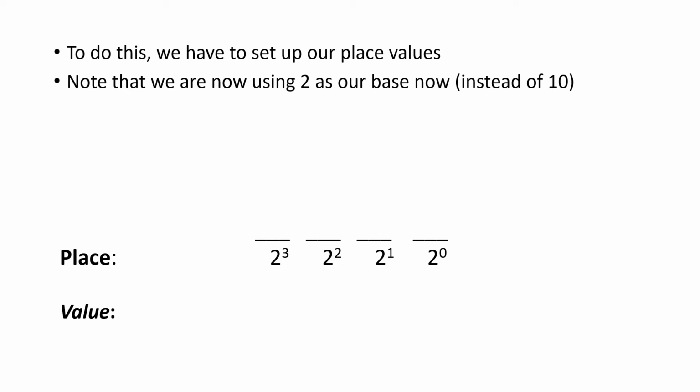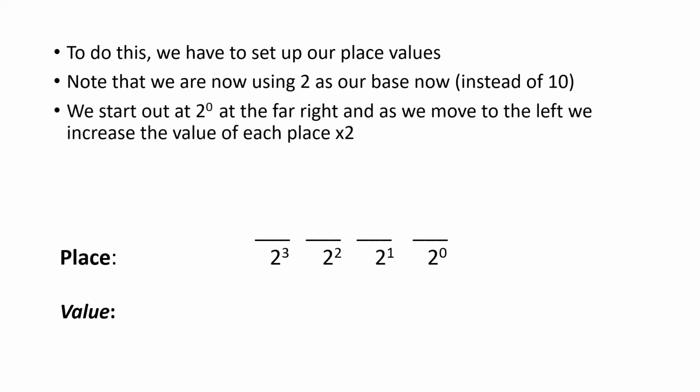So look there, we have 2 to the 0 power, then 2 to the 1, then 2 to the 2, and 2 to the 3, and so on and so forth. So we start out at 2 to the 0 at the far right, and as we move to the left, we increase the value of each place times 2. So our values are 1, because anything to the 0 power is always 1 no matter what the base. And as we go up, we see now there's 2, 4, 8, and so on. We're going to stop there for now.